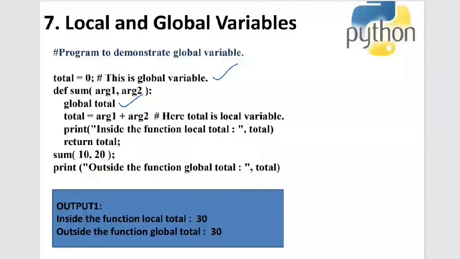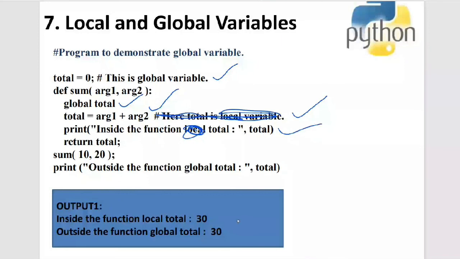I have done some operations here. I said total is equal to arg1 plus arg2, where arg1 is 10 and arg2 is 20. 10 plus 20 is 30. So total is taking 30. Here it is a global variable because I have declared it as a global variable. Inside the function, total will be 30 and also outside the function, total will be 30.